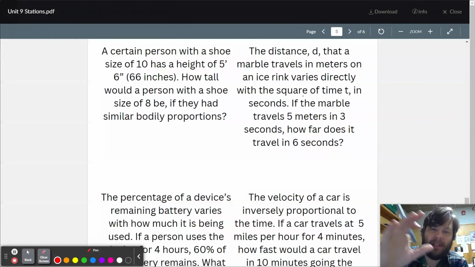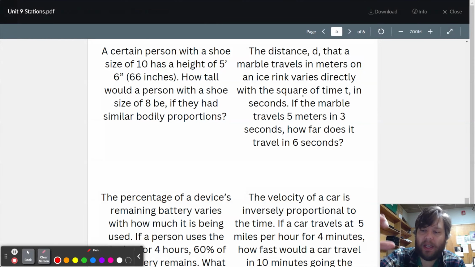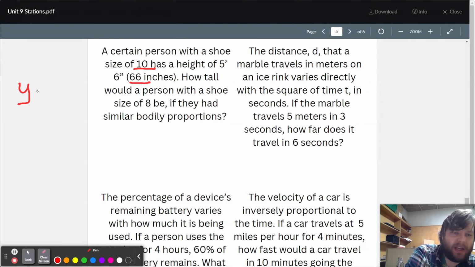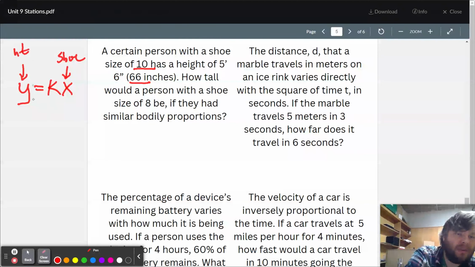Anytime you read something varies or something is proportional, you use the initial information to set up an equation, and then you use your equation to find the mystery information. Okay, so what we're saying is shoe size of 10, 66 inches. So what we can say is that if y is the height, y is equal to kx. So we're saying here, shoe size, here, height. Of course, we're making a bad assumption that they're going to be proportional. So 66 is k times 10. K is 66 divided by 10.